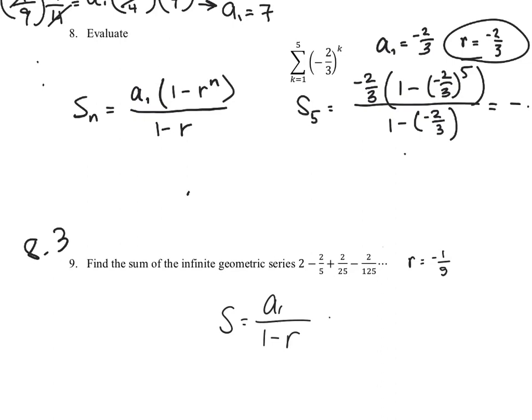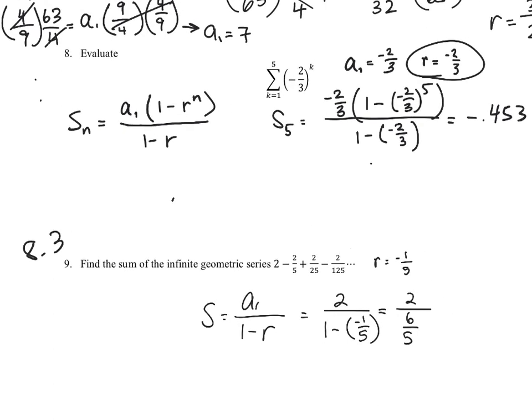So we know the first term is 2, and then 1 minus the common ratio. 1 plus 1/5 is 6/5. And then 2 divided by 6/5 is the same as 2 multiplied by 5/6, which is 10/6, or 5/3. So if this sequence continued indefinitely and we added every single term all the way out to infinity, the sum of that series approaches 5/3. That's the way that we think about this.